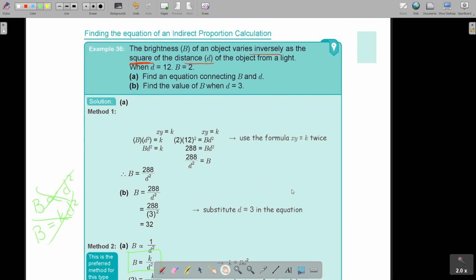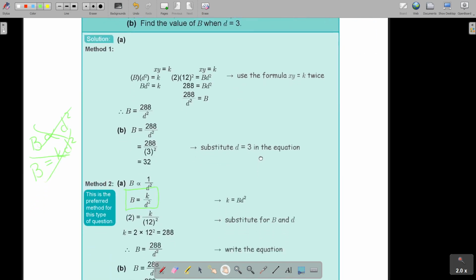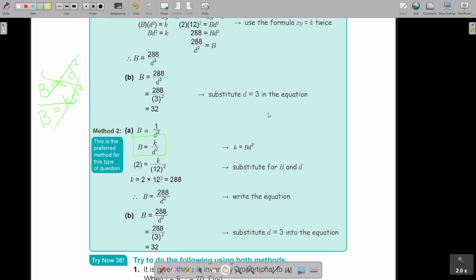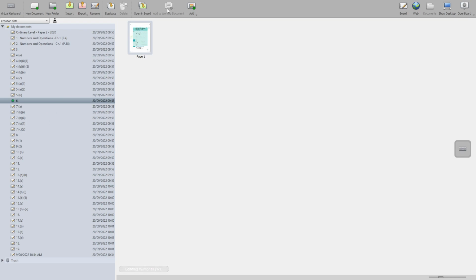Find an equation connecting B and D. And then find the value of B when D is free. So when D is free, I use the equation and I put 3 and I get my answer. Okay. And that's actually very, very easy. And please, this is score marks in an examination because it's very basic. Let's go back to the question paper.